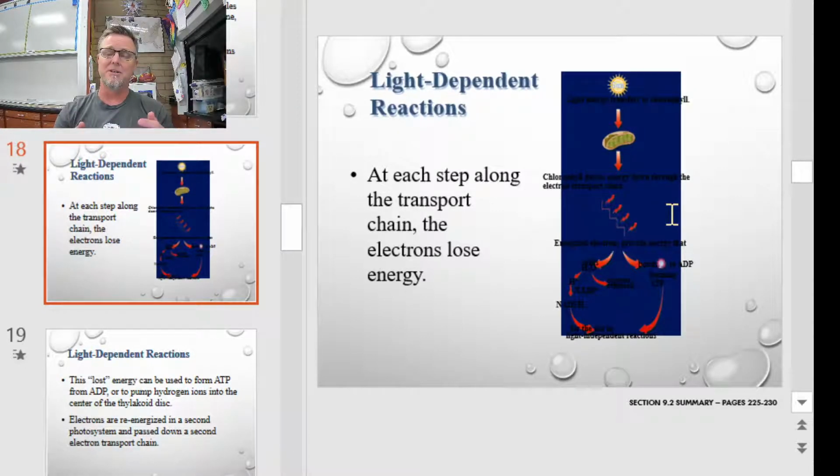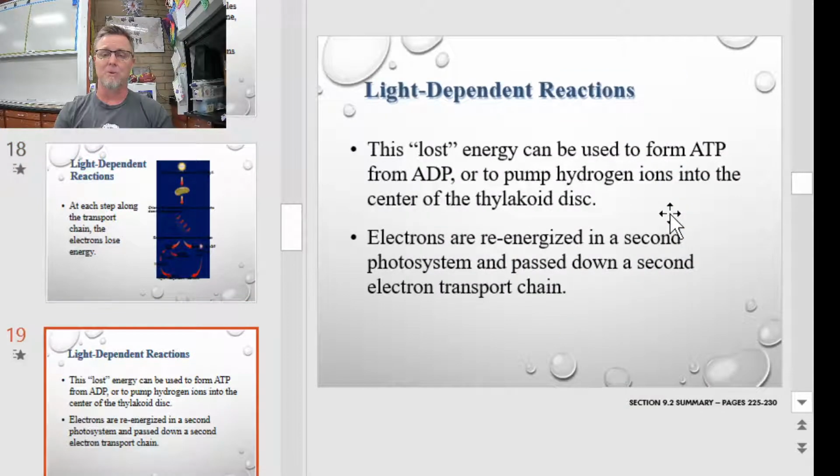But what I do want you to know is as we take electrons from one protein and move them to the next and to the next, it's not 100% efficient, so some energy is lost. That's okay though, because that lost energy can be replaced by the next photosystem, and that lost energy can actually be put to work. The lost energy can be used to form ATP from ADP, or it can be used to pump hydrogen ions into the center of the thylakoid disc, and basically pumping those ions creates a concentration gradient.